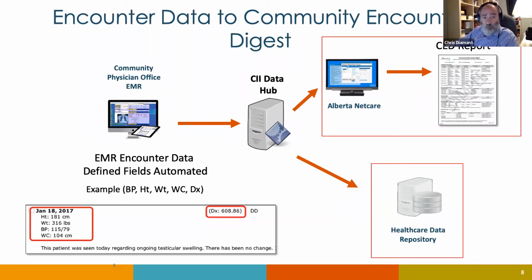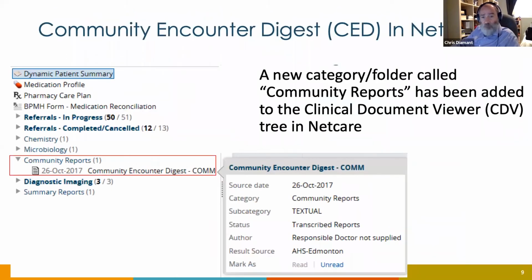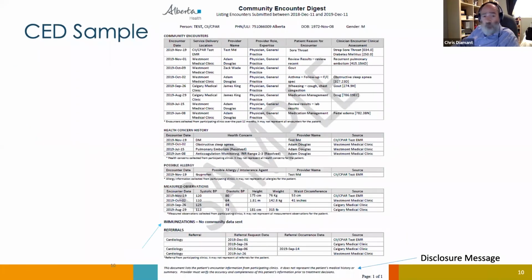As you've heard before, information flows from the EMR through the data hub into Netcare, into the Community Encounter Digest report, and also to the Healthcare Data Repository. I think you've all seen this before: in Netcare, there's a new entry called Community Reports. That's where the CED will reside, and that's how you can find it.